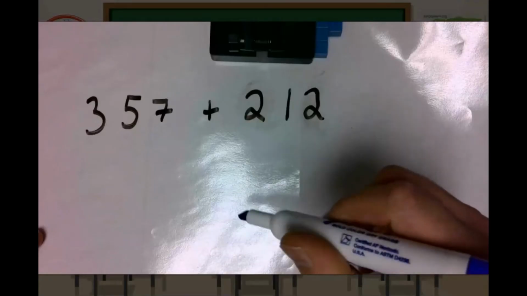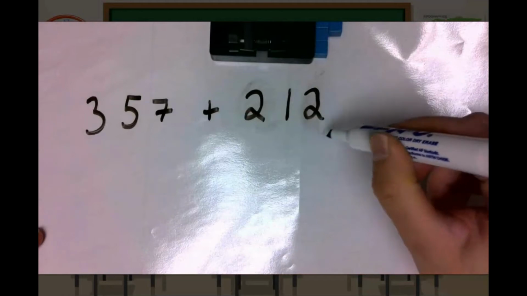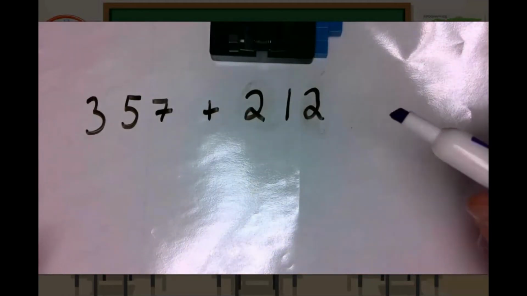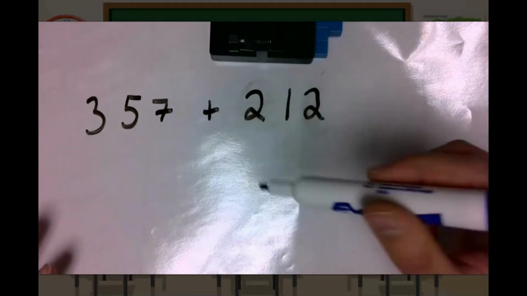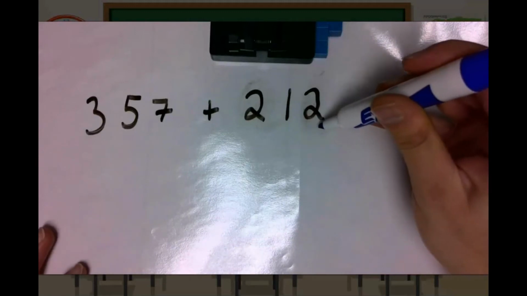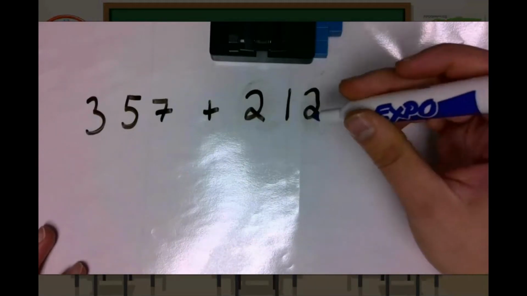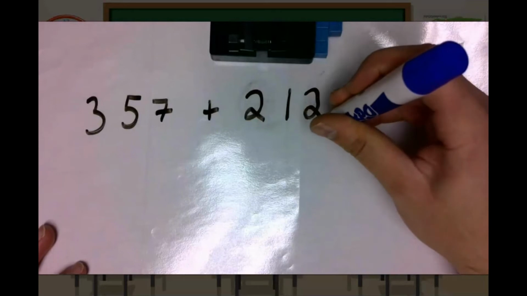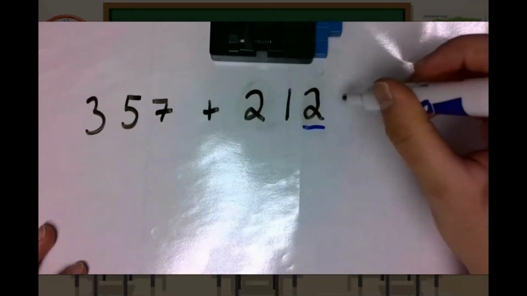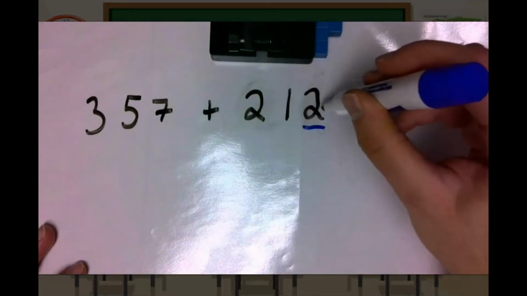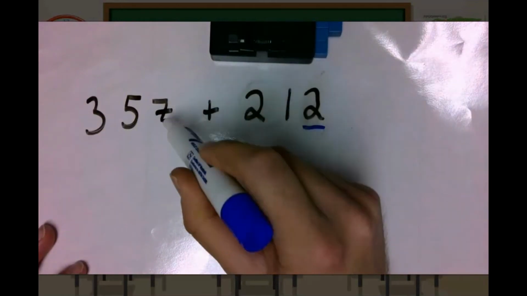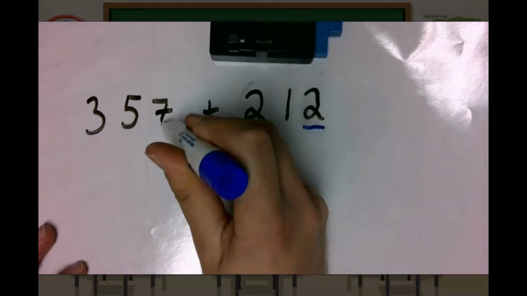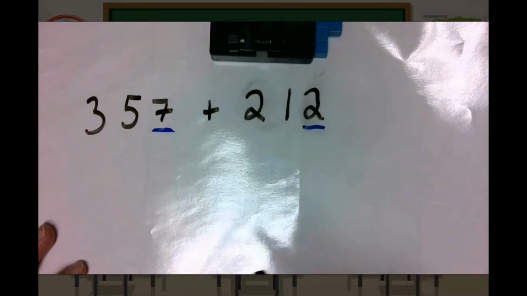So let's start with 357 plus 212. We're always going to want to start with either the right or the left place value, so either the ones or the hundreds. Let's start with the ones. There's ones in this digit right here, in this number, and in this number, the digit with the ones place value is the 7.